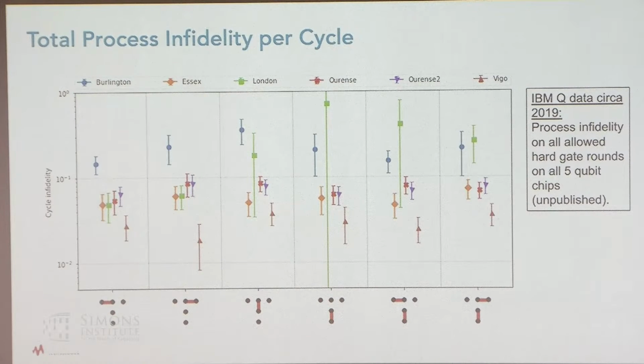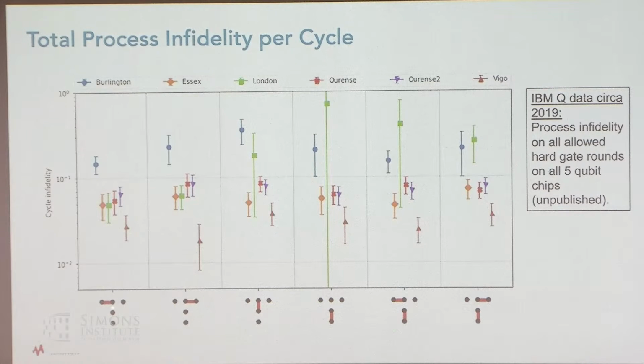So the problem with, I created a startup back in 2017, and the problem with that was that we put a lot of our energy into creating code that implemented our ideas rather than publishing our ideas. So we kind of fell behind in terms of publishing to build tools. So this is, again, unpublished data where we ran cycle benchmarking on all of the 5-qubit machines available at IBM Q at the time.